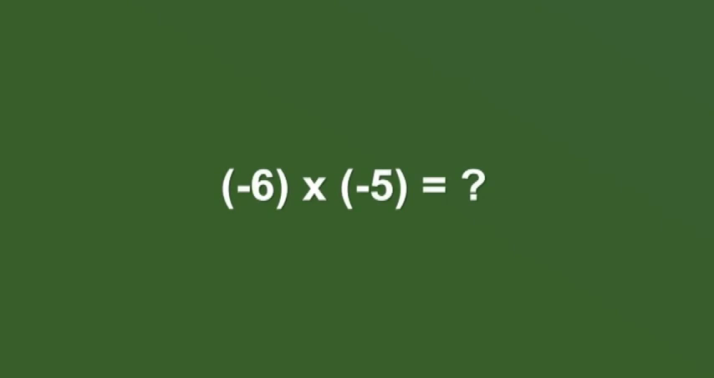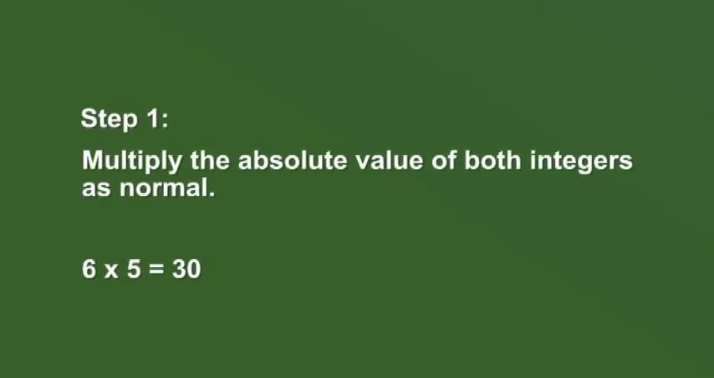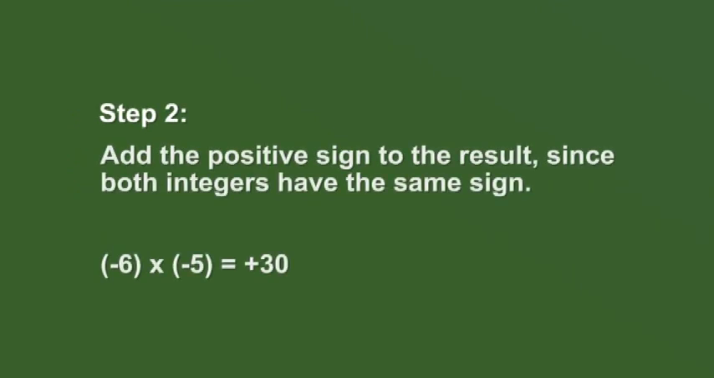Let's look at another example. Try multiplying negative 6 by negative 5. Step 1, 6 times 5 equals 30. Step 2, negative 6 times negative 5 equals positive 30. Did you get it? If you did, that's great. If not, practice with these examples and have your answers checked by your instructional manager.